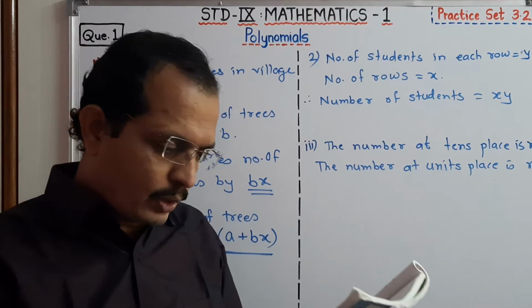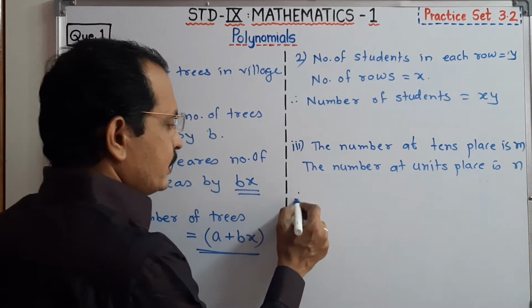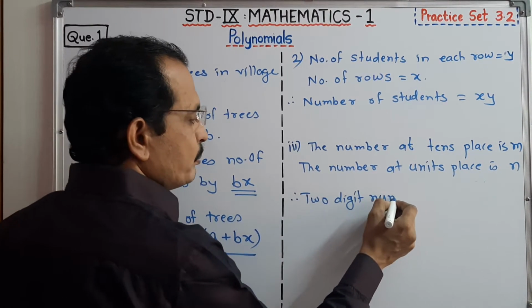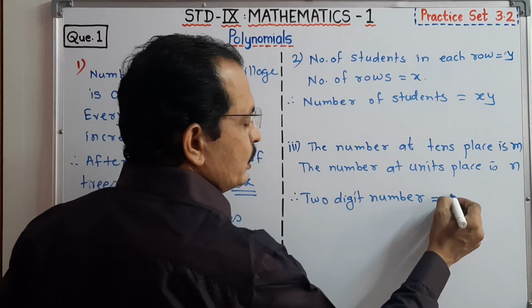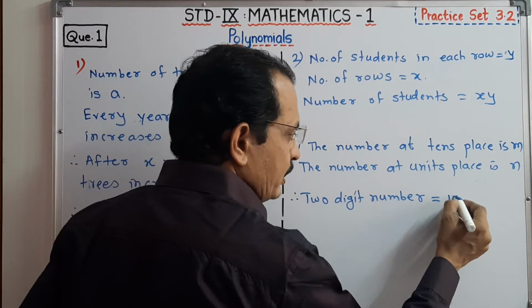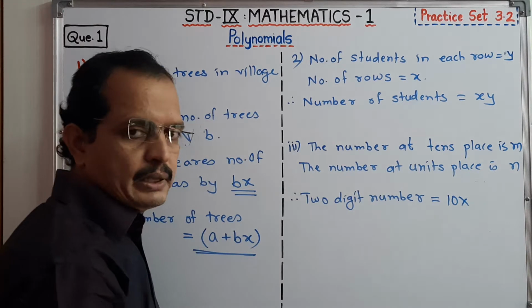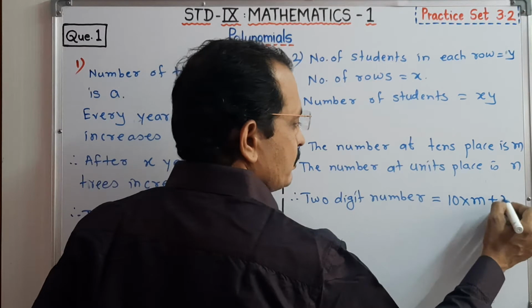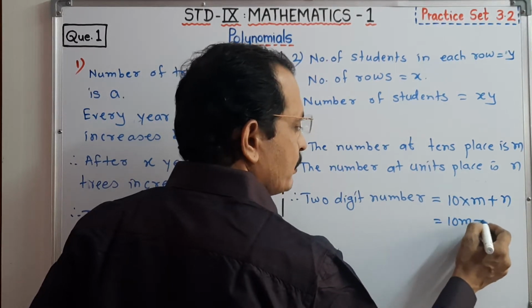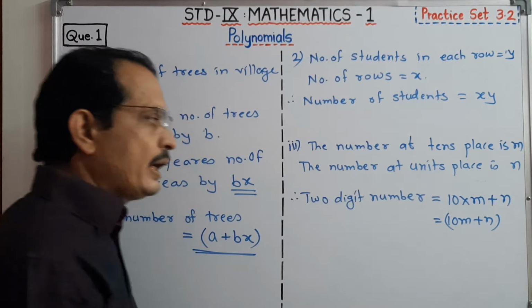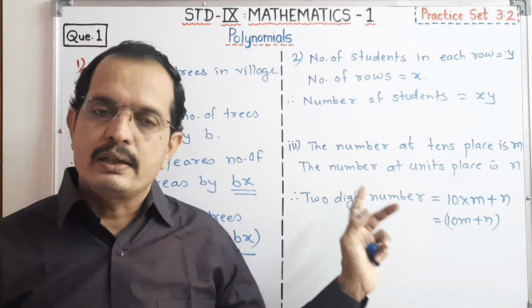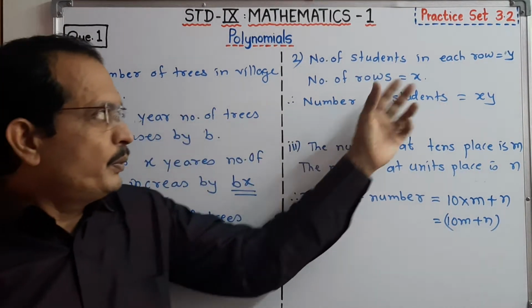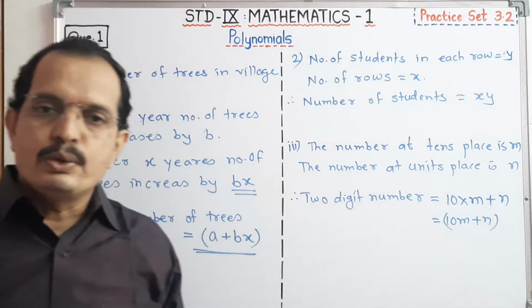Now see here, we have to write the two-digit number. Therefore the two-digit number is equal to, I just now told you, 10 into the number at the tens place. The number at the tens place is m, plus the number at the unit place. Therefore it is 10m plus n. This is the two-digit number. I think everyone understood how to form this. We have to convert this mathematical information into the polynomial.